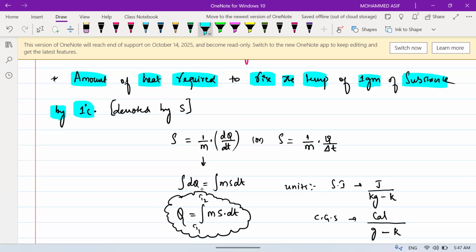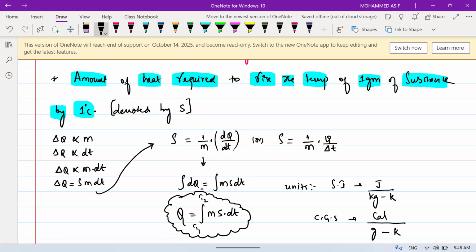So calorie is right now for me the basic unit for heat. Whatever heat I'm giving to any substance, mathematically, delta Q is directly proportional to the mass, and delta Q is directly proportional to the temperature difference, that is nothing but dT. Combining these relations, delta Q is proportional to m as well as the temperature rise. So delta Q equals some constant known as S into m into dT. That is the way we got this relation, S is equals to 1 by m into dQ by dT, when energy is a function of temperature.